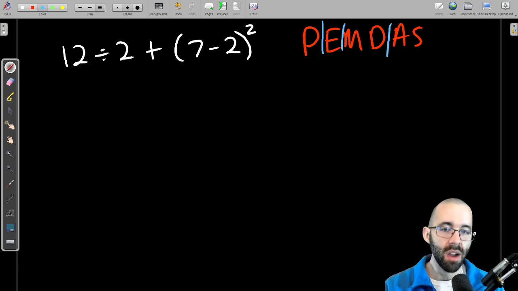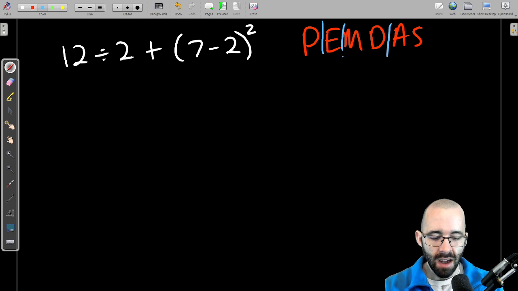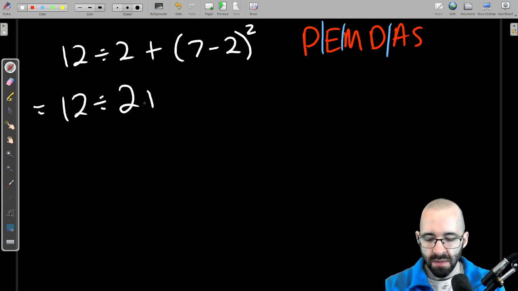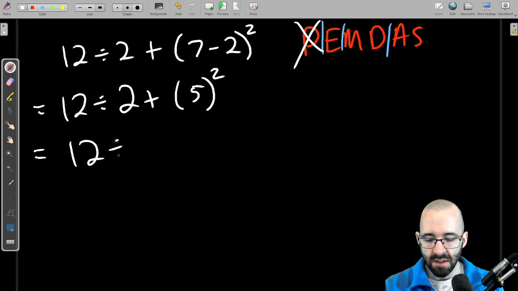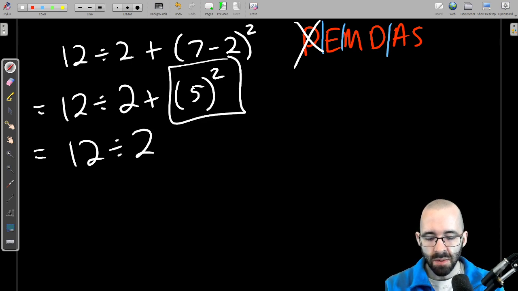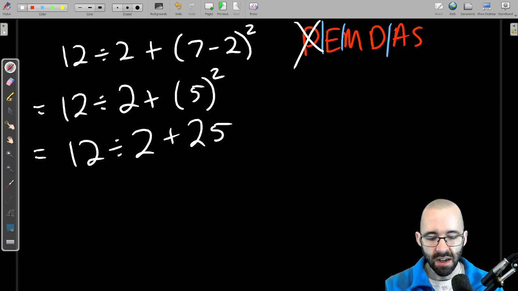Okay, so we are going to start with parentheses, and then we'll do exponents, and then we can do either one of these, multiplication or division, and then either one of these, addition and subtraction. Those ones, the order doesn't matter. So we'll start with parentheses. Leave everything the same except what's in the parentheses. 7 minus 2 is 5. So we've done the P. Now we simplify the exponents. Leave everything else the same and deal with this exponent. 5 squared is 5 times 5. That's 25.